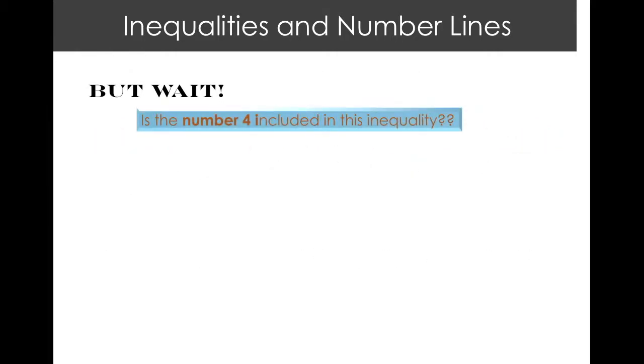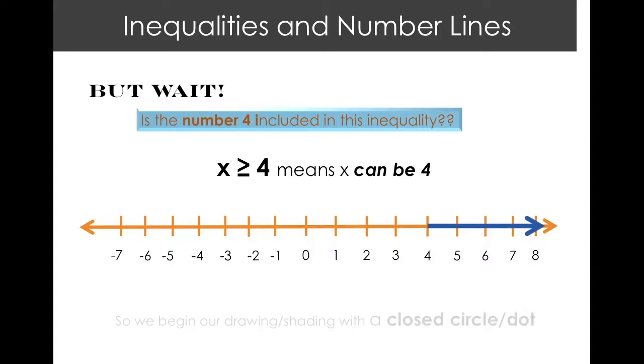But wait, isn't the number 4 included in this inequality? X is greater than or equal to 4 means x can be 4. So not only are we going to start at 4, we are going to put a closed circle on the 4, which will tell everybody in the math world that this 4 is included in the inequality. So by looking at this number line, I know that x can be 4 and anything greater than that.